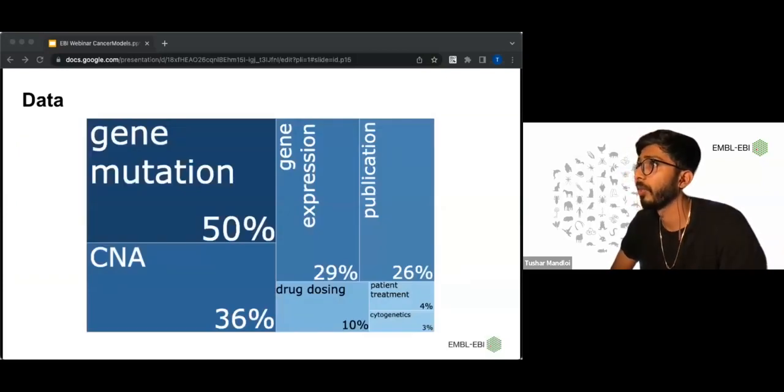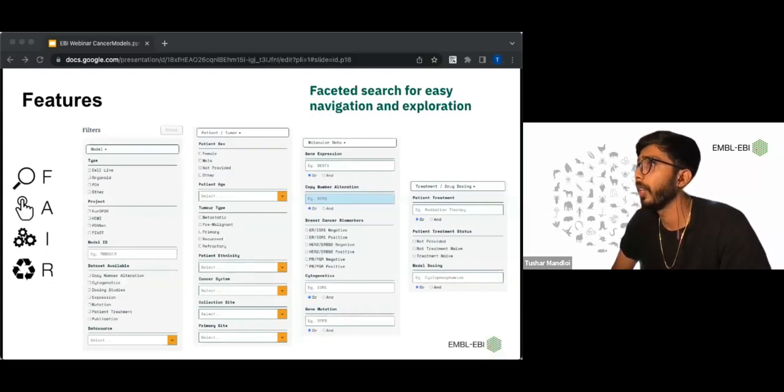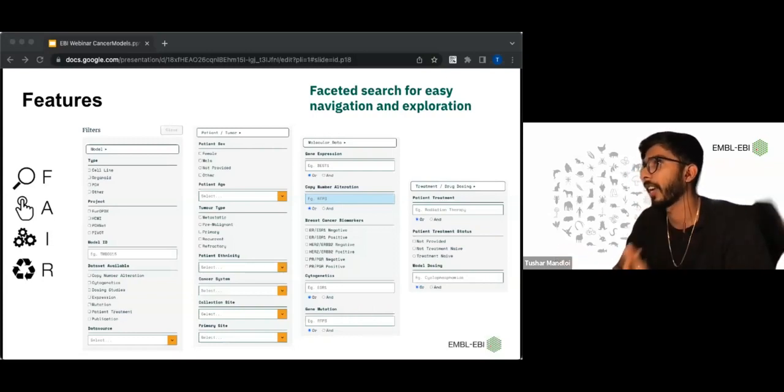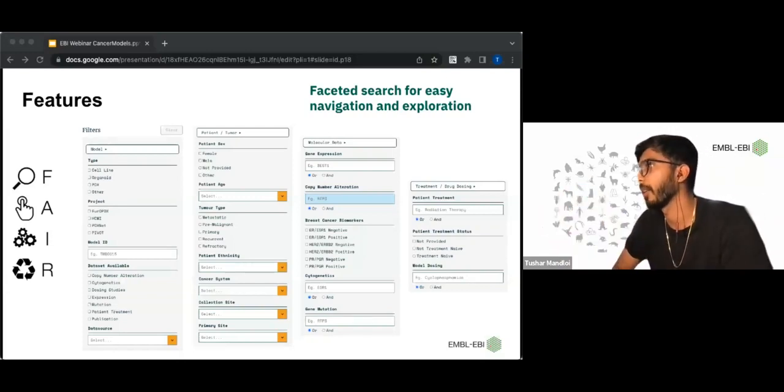And here is a bit of an overview of the data available in our resource. We collect various molecular data types such as gene mutation, copy number alteration, expression, etc. And we are working on including more data types associated with these models as well. We provide the users with such facets for easy navigation and exploration, leading to improved findability and accessibility of the model of their interest. We will have a look at these filters in upcoming slides when I'll give you a demo on how to use the resource.